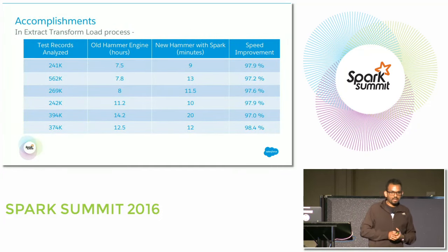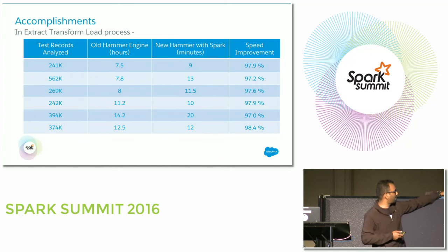On the ETL side, Spark was a clear winner. Compared to our old Hammer engine, let's take the example of the second row, where the number of test records to analyze was more than 500,000, and the old Hammer analyzer took us 7.8 hours. Just to be sure, the second column is in hours, and the third one with Spark is in minutes.